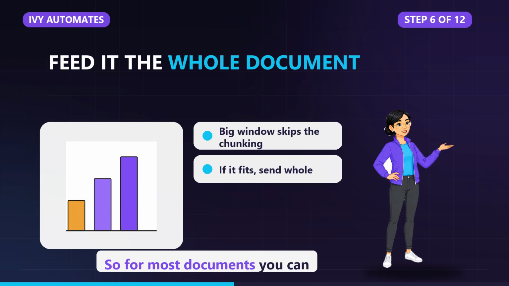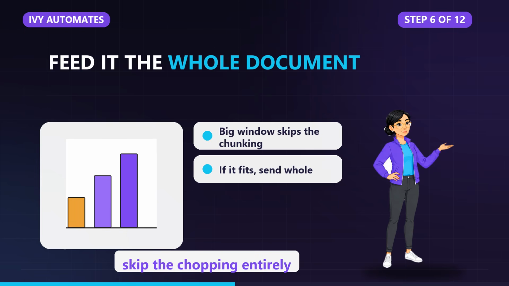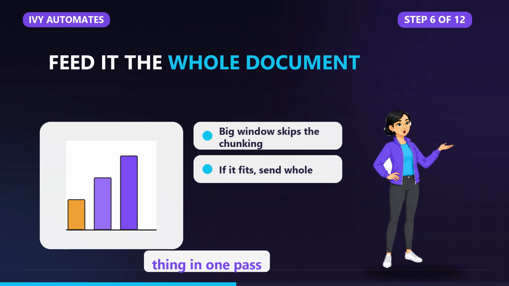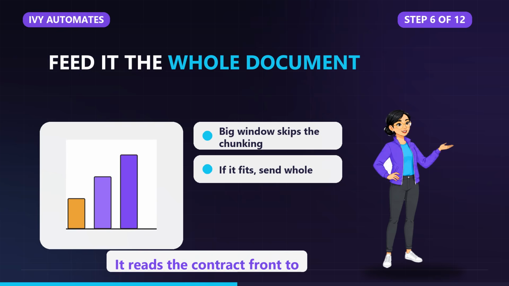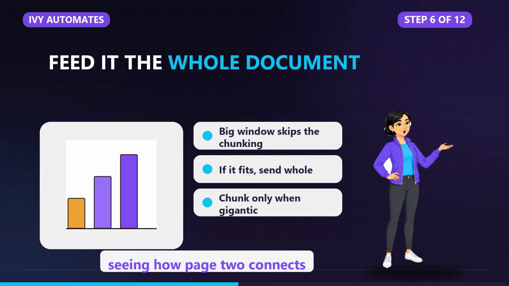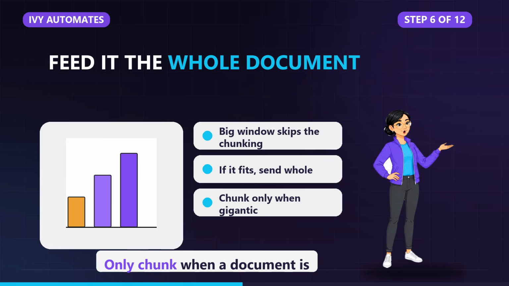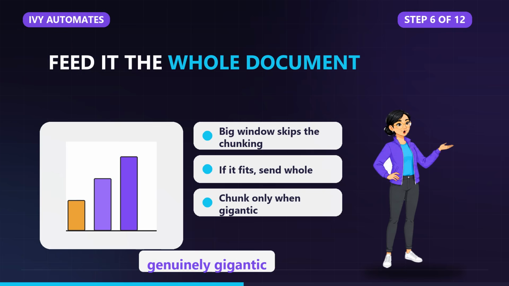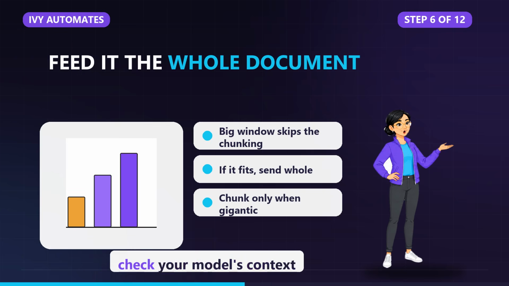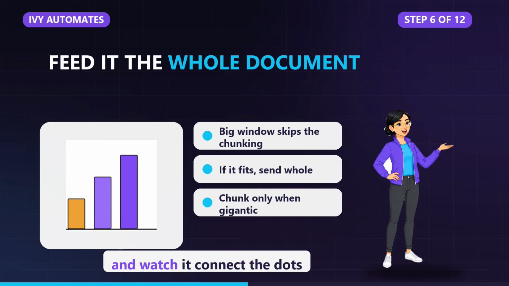So for most documents, you can skip the chopping entirely and hand the model the whole thing in one pass. It reads the contract front to back, seeing how page 2 connects to page 38, the exact kind of link chunking destroys. My rule: if it fits in the window, send it whole. Only chunk when a document is genuinely gigantic. Try this week: check your model's context window on its official page, then feed it your longest document in one shot and watch it connect the dots across the whole thing.